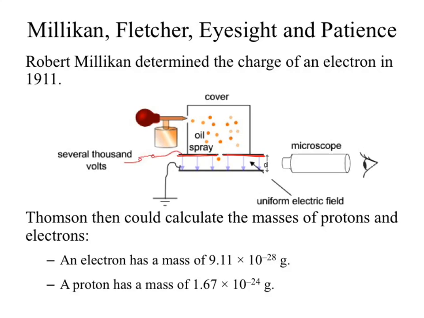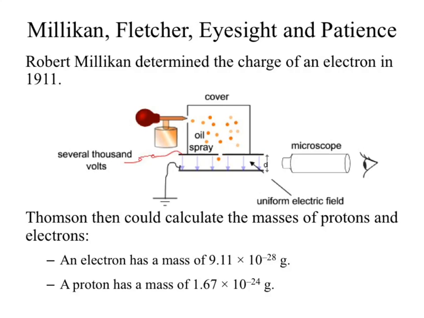Once we had the charge, Thomson could then go back through and figure out our masses, because he had the mass to charge ratio. Once you know the charge, and you know the mass to charge conversion factor, you can then determine the mass. Kind of neat. So we found some more information about these particles.